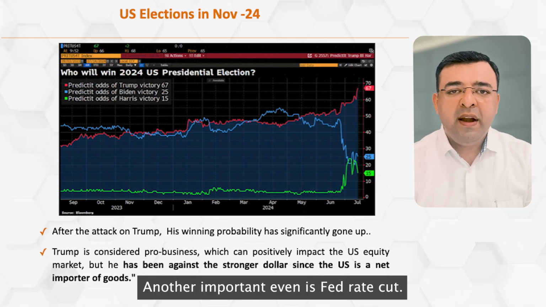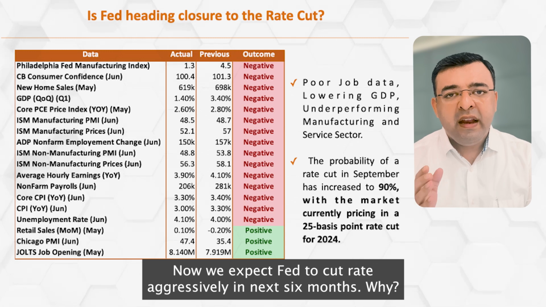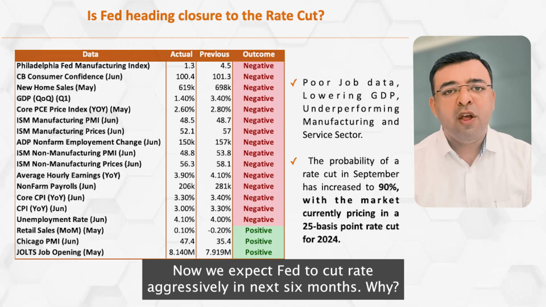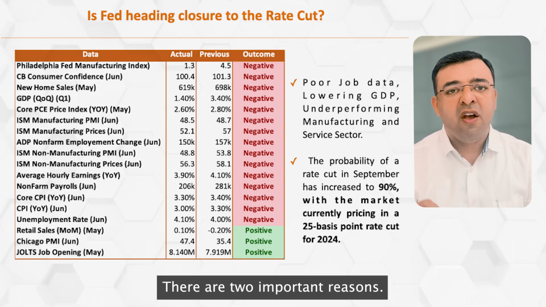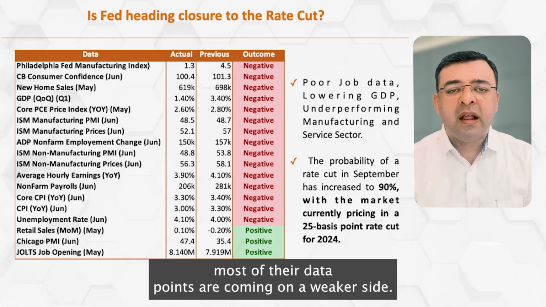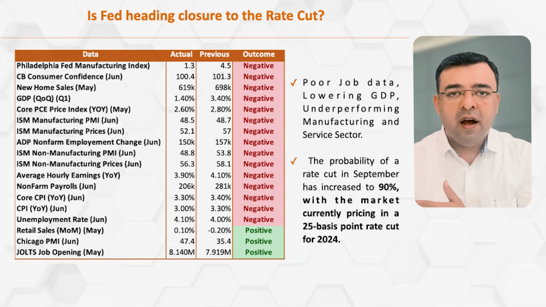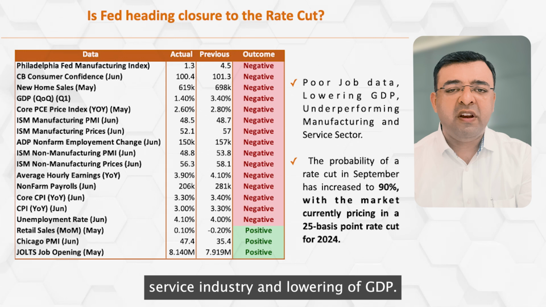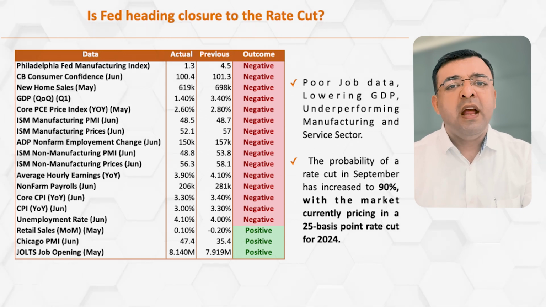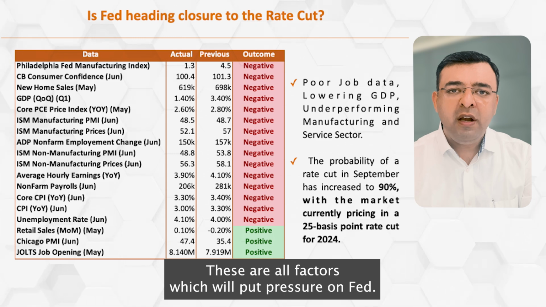Another important event is the Fed rate cut. Now we expect the Fed to cut rates aggressively in the next 6 months. Why? There are two important reasons. First, if you see the table, most of their data points are coming on the weaker side. For example, poor job data, underperforming manufacturing and service industry, and lowering of GDP. These are all factors which will put pressure on the Fed.